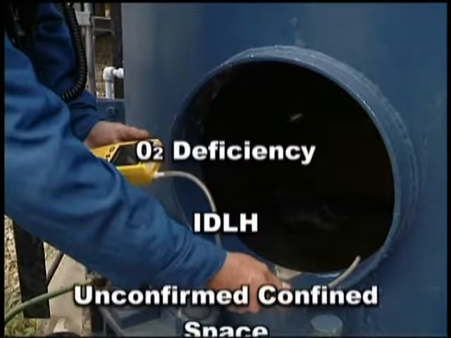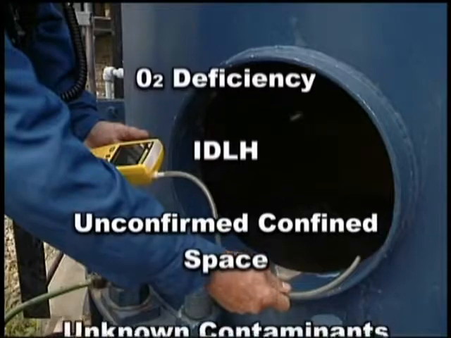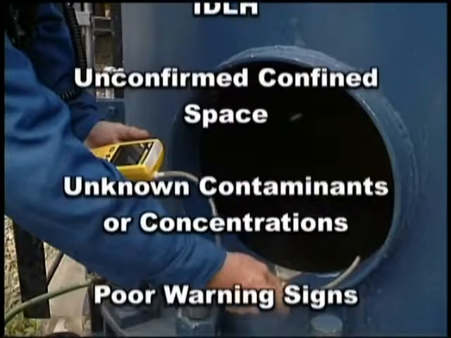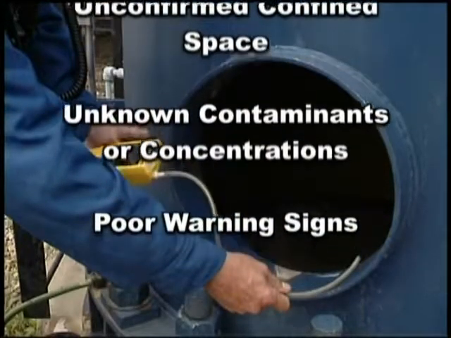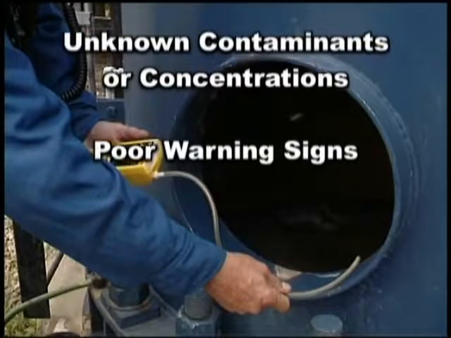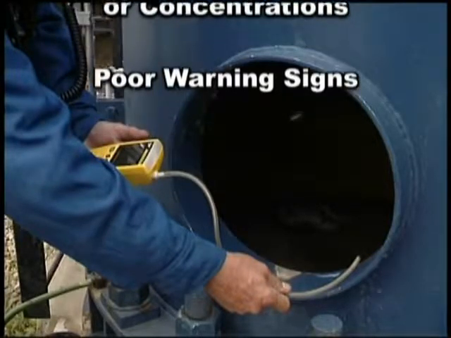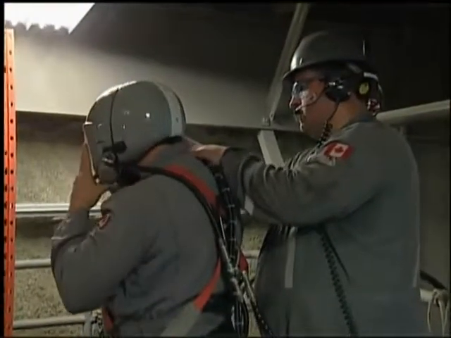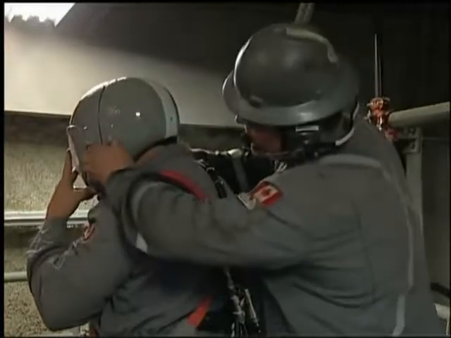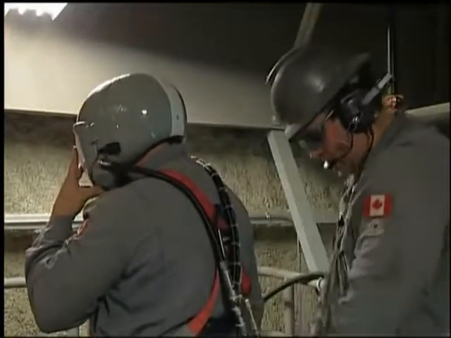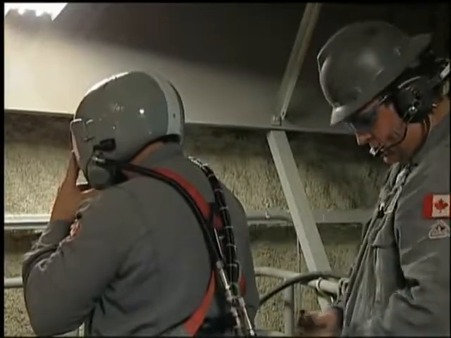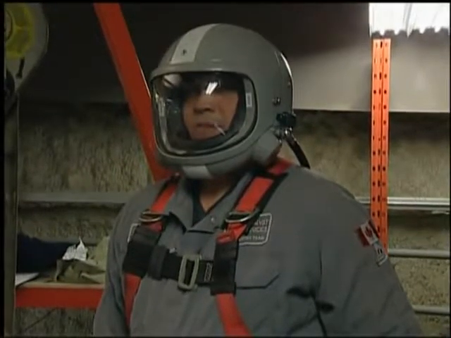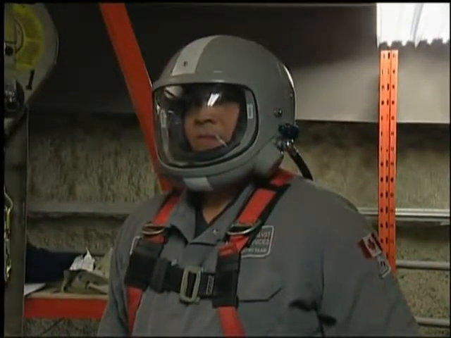IDLH conditions exist when there is entry into an unventilated or confined space where the exposure conditions cannot and have not yet been determined. There may be unknown contaminants and/or unknown concentrations of these contaminants. Gases and vapors with poor warning properties are present. In places where the air has not been tested, you may not get a second chance. By the time you find that your respirator is inadequate, it could be too late. That's why in extremely toxic atmospheres, the use of supplied air breathing apparatus, SABAs, is mandatory.